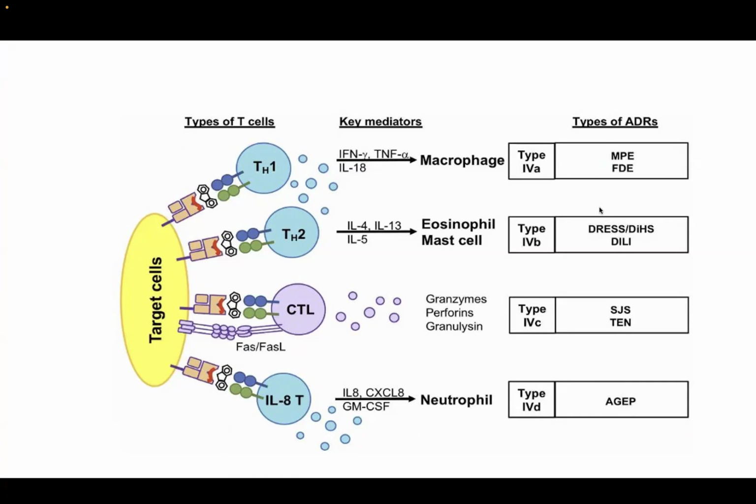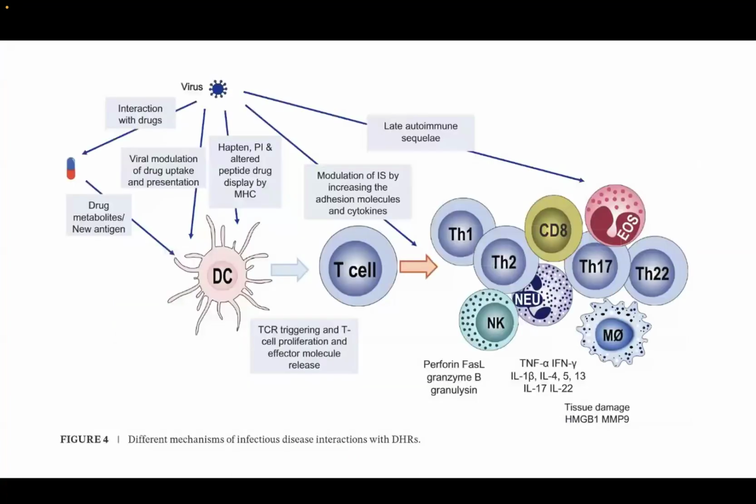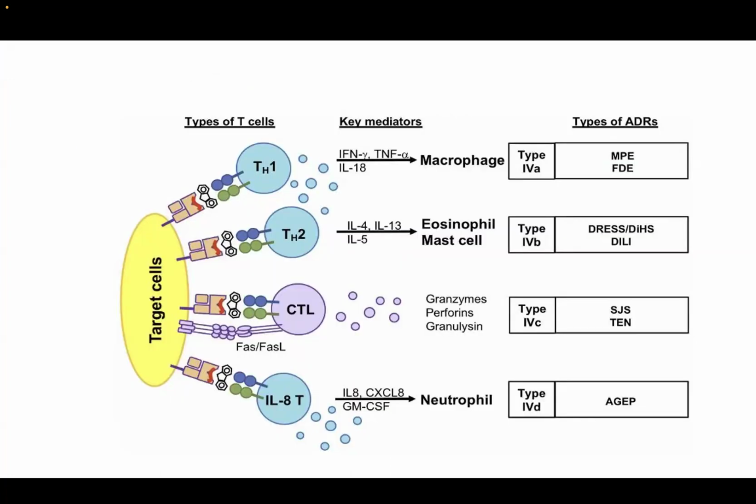So we mentioned that delayed reactions usually follow three major mechanisms, which are hapten/prohapten, PI concept, and altered peptide. That is true. But again, each phenotype of those delayed reactions has a specific subclassification of the Gell-Coombs classification that we know. So we know that Gell-Coombs has type 1, 2, 3, and 4. But type 4 is also subclassified into types A, B, C, and D. And this is specific for each phenotype of those delayed reactions.